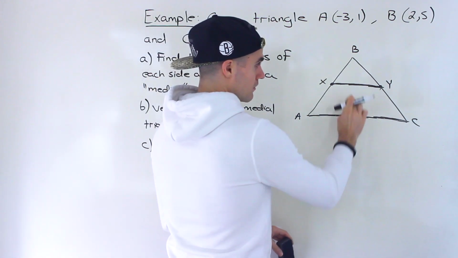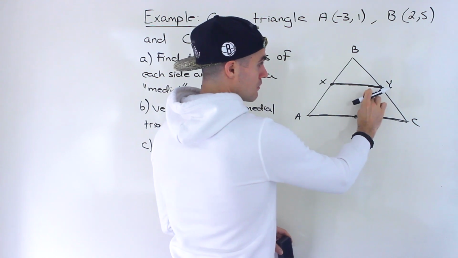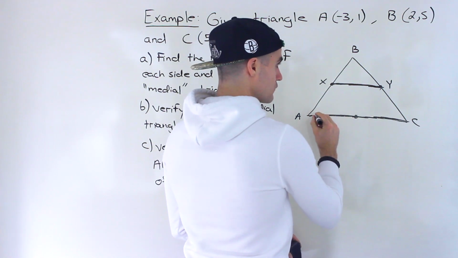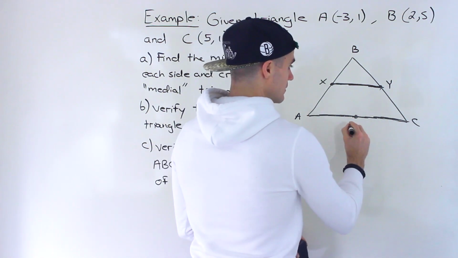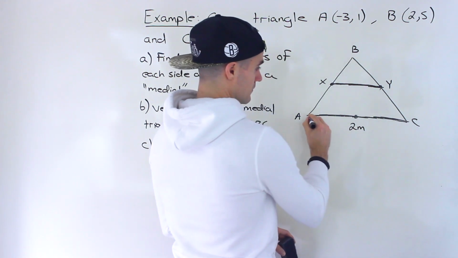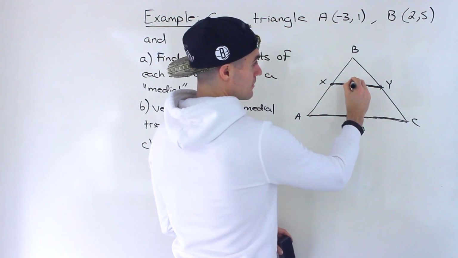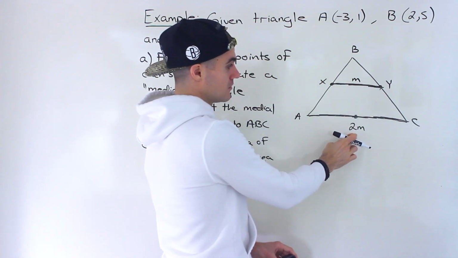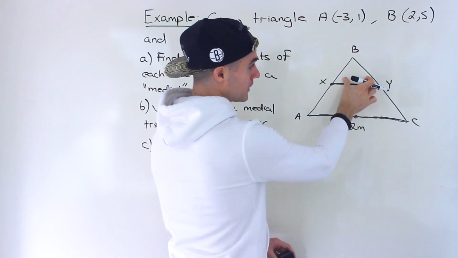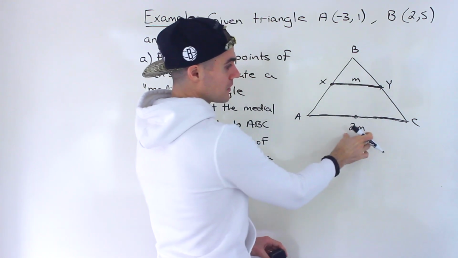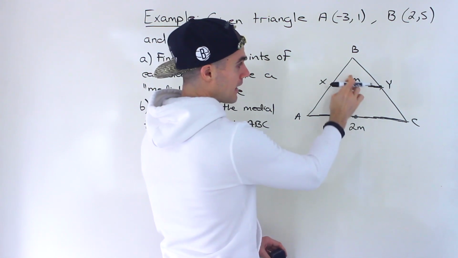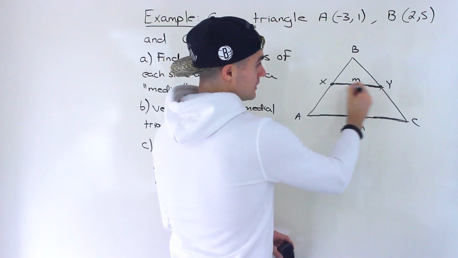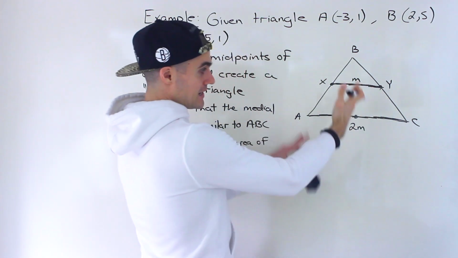So this length is half of this length. Okay, so let's maybe label these. Let's say we label this length right here 2m. It means that this length over here is going to be m, right? It's going to be half of that right there. We could also label this m and this half m, or 4m and 2m. I'm just going to keep it as 2m and m, just to keep it simple with no fractions. So that's only these two midpoints, but it applies for any midpoints that you join.